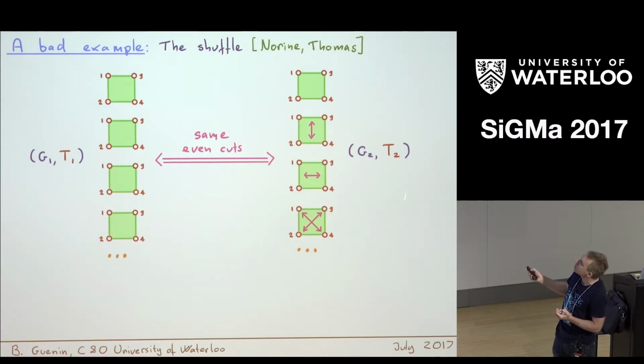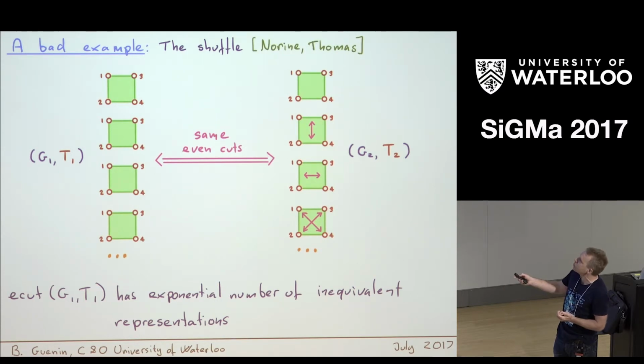But the problem is that there are an exponential number of ways I can get G2, T2 when you go there. So that tells you that the matroid that you have, which is represented by this graph there, right, has an exponential number of inequivalent representations. Right? Now that matroid also has 4 terminals, right? And it turns out that this is really the issue.